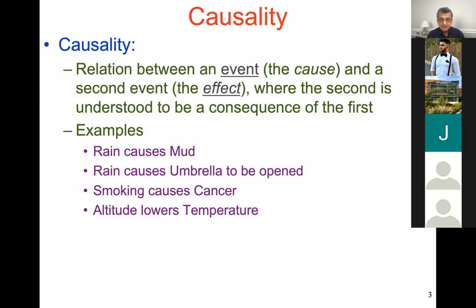Then there are issues. We look at this issue of smoking causes cancer. There's been an argument on this issue, whether it's really cancer causes smoking or certain genotypes influence both smoking and cancer. So those are interesting issues. Altitude lowers temperature and so on. One can come up with many examples.